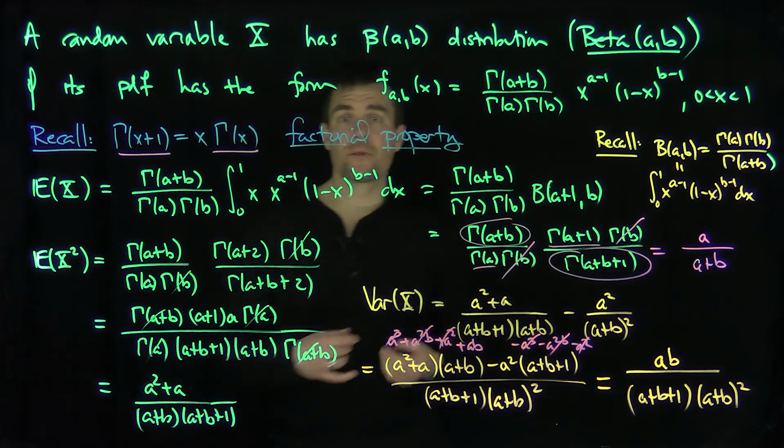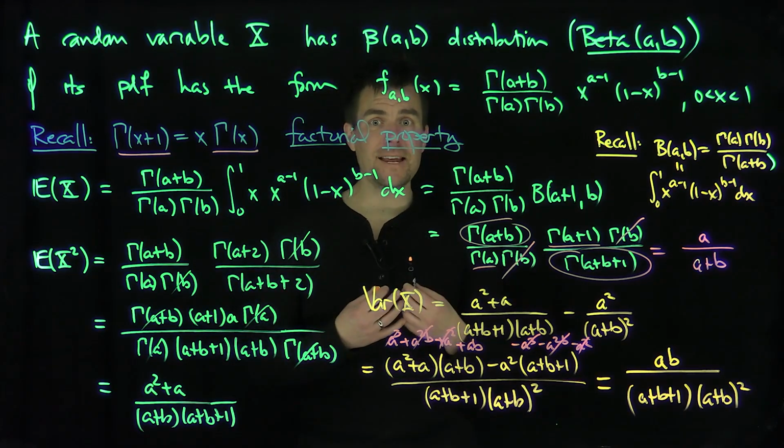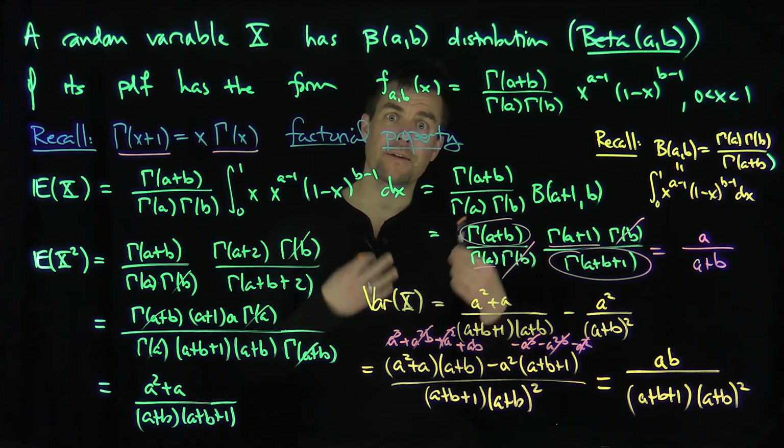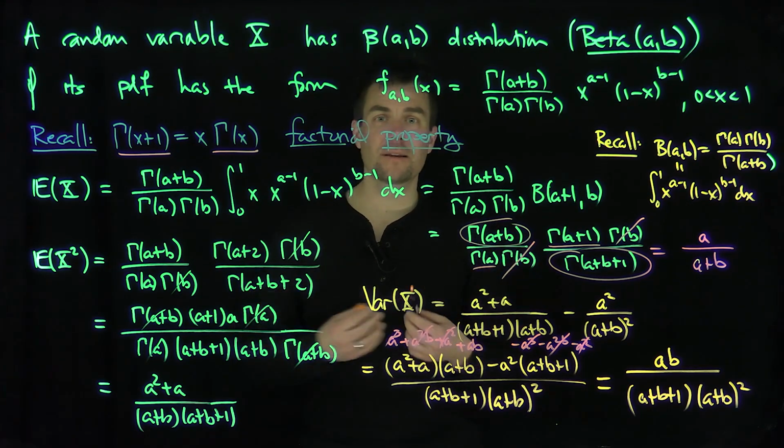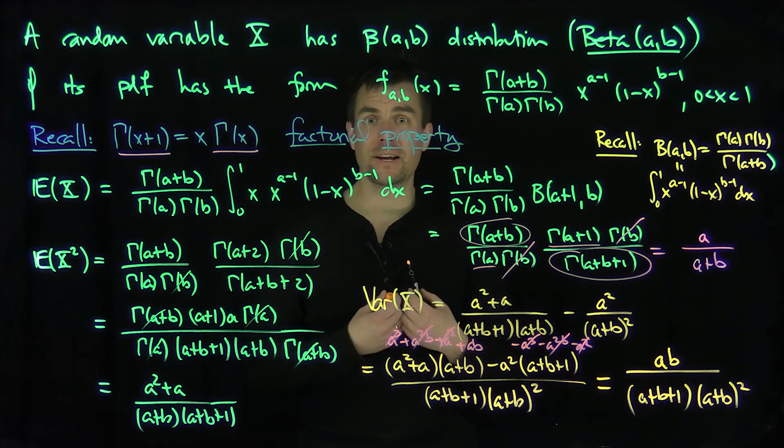You can use this factorial property to find any moments of a beta random variable by writing down the factorial many, many times. You can find the expected value of x to the power n for any n very easily using this factorial property.